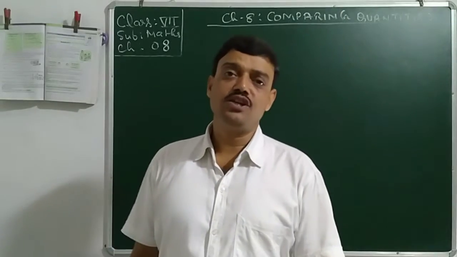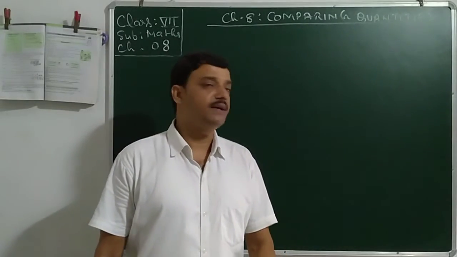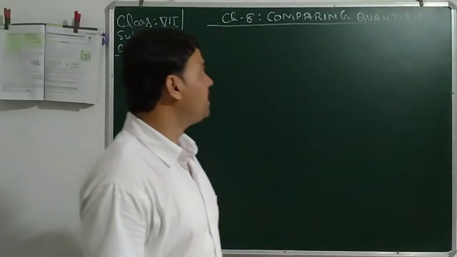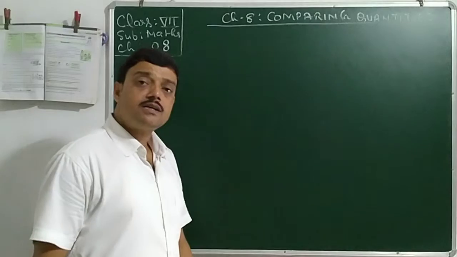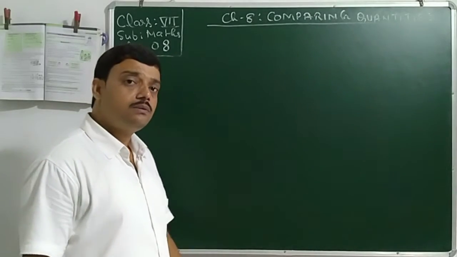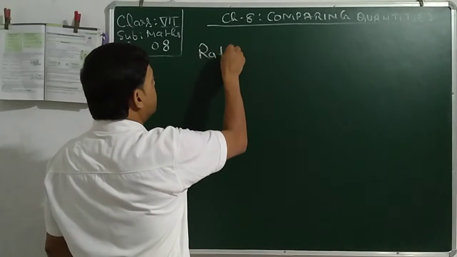Today I will explain to you chapter 8 of NCERT Maths for standard 7, that is Comparing Quantities. To understand this chapter, let us remind you about the ratio that you have learnt in the previous classes.